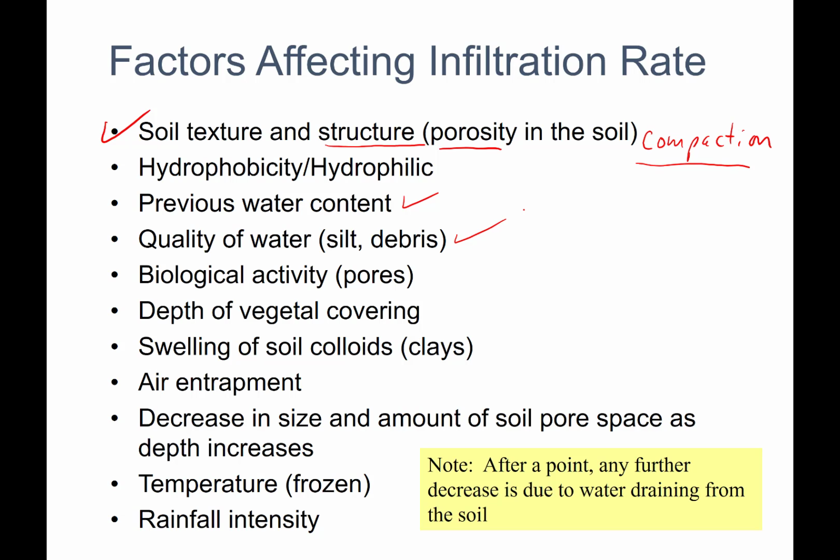Oftentimes we want to infiltrate water on purpose. Say we have runoff from a parking lot or something like that, and we don't want to change the hydrology of the local stream, so we may put it into a catch basin to infiltrate it. And if there's a lot of sediments and other turbid parts in the water, that can do the same thing. It can plug up the pore spaces, affecting the infiltration rate.